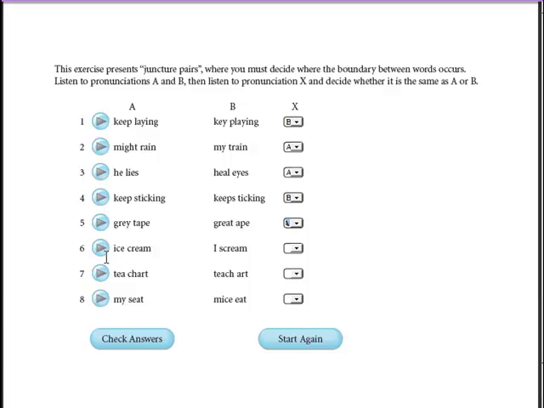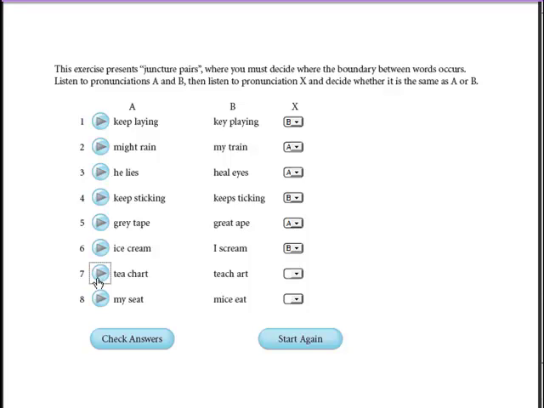The next one, and I won't say it first. I scream. Ice cream or I scream? Which do you think? If you said B, you are correct.